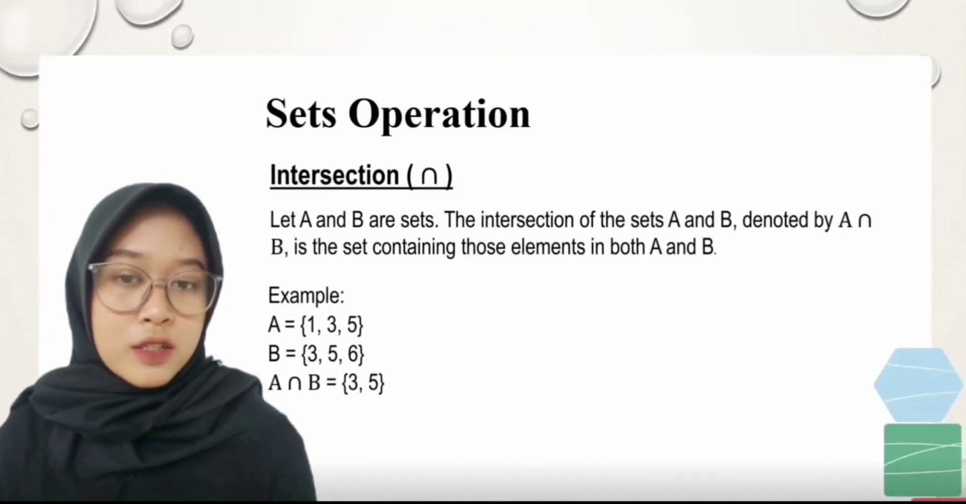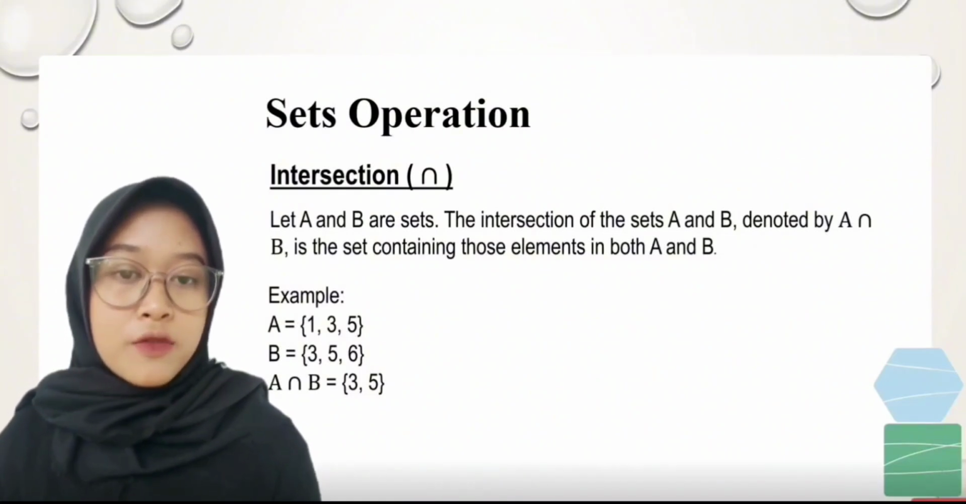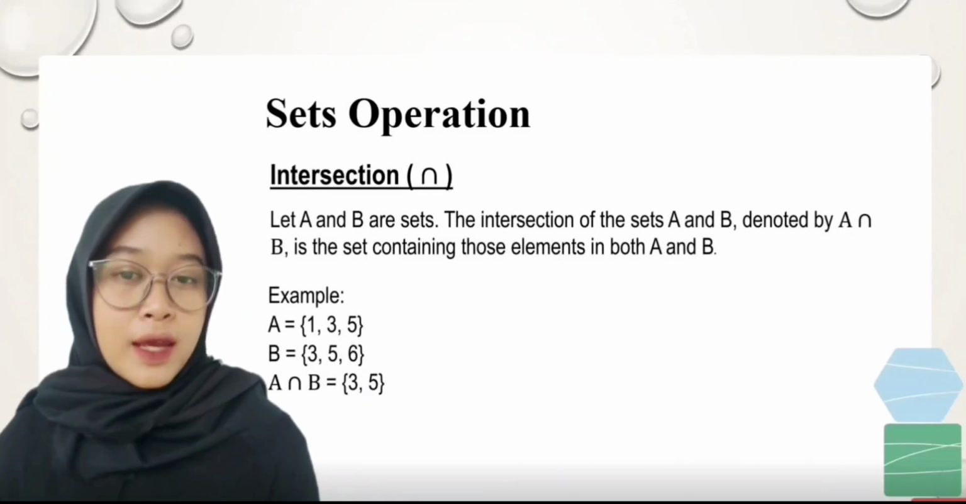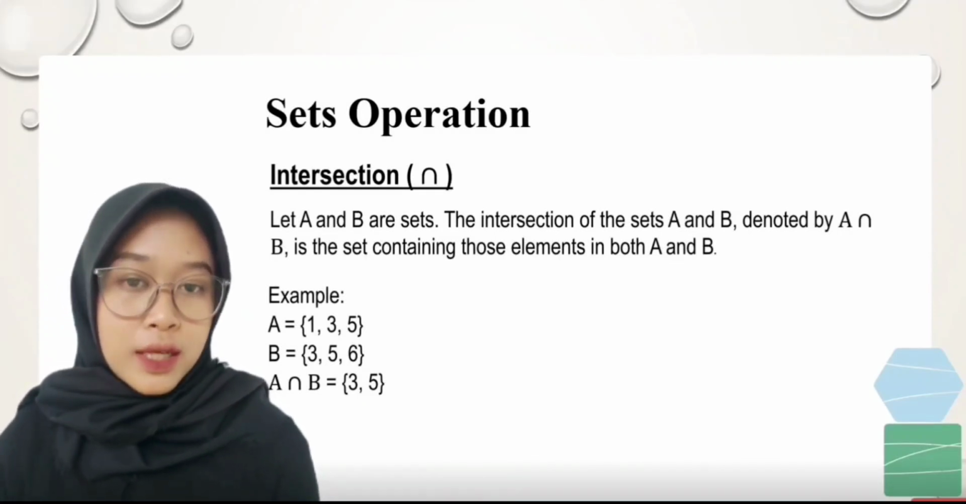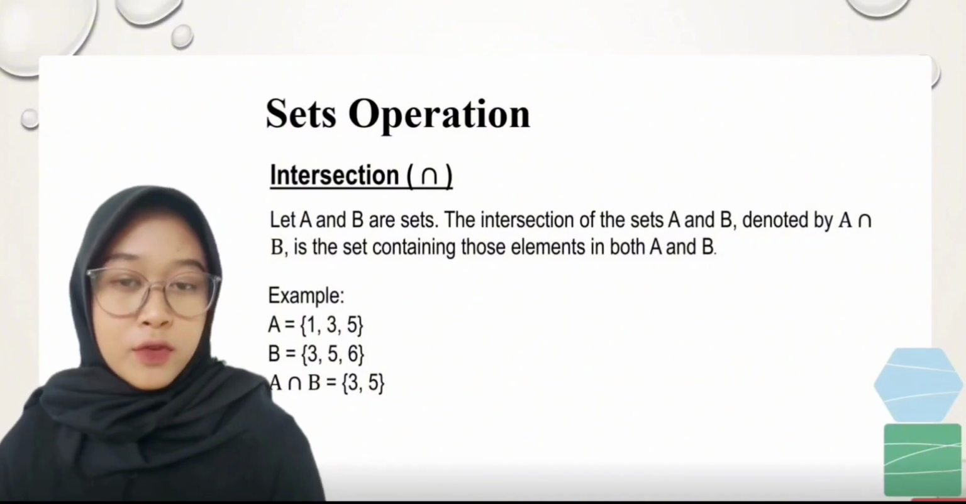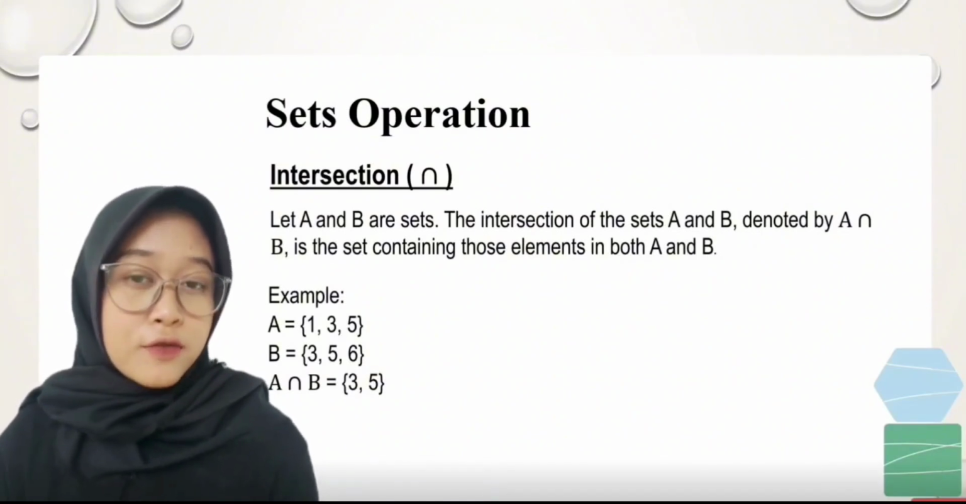Next is intersection. Let A and B be sets. The intersection of the sets A and B, denoted by A ∩ B, is the set containing those elements in both A and B. For example, set A equals {1, 3, 5} and set B equals {3, 5, 6}. So the intersection of the sets A and B is the set {3, 5}.